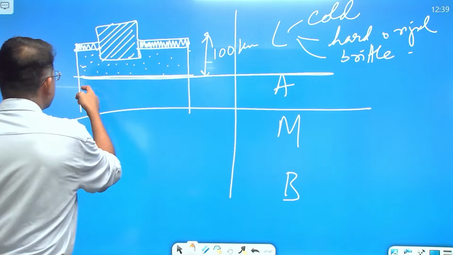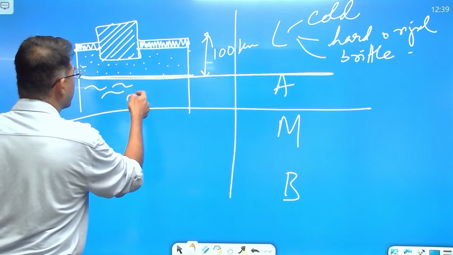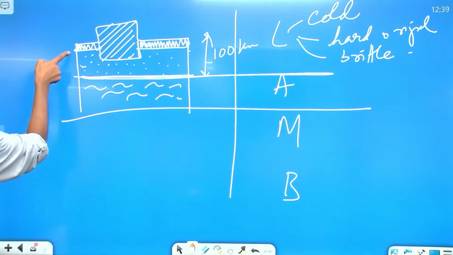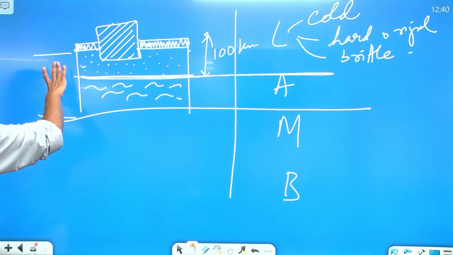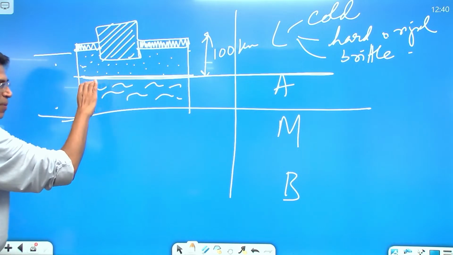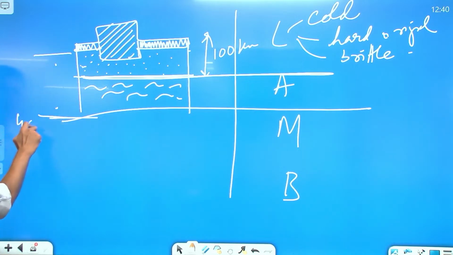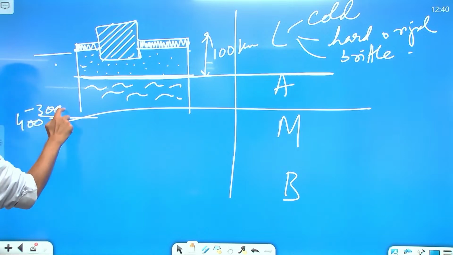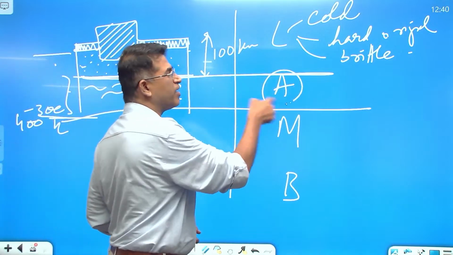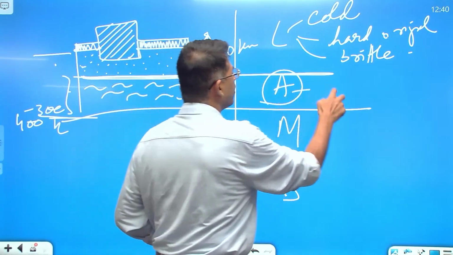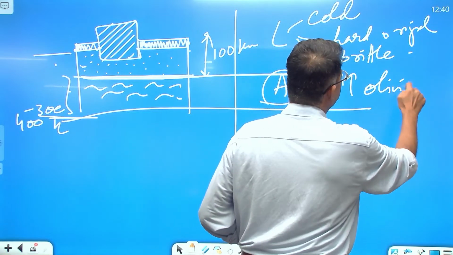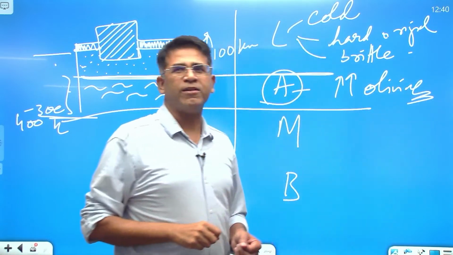And this is above a layer called the asthenosphere. This whole thing, ye pura part is upper mantle, and this is the crust. But the lower part of upper mantle, up to a depth of 400 bolo, 300 bolo kilometers, this is called the asthenosphere. Asthenosphere has a very high concentration of the mineral called olivine.